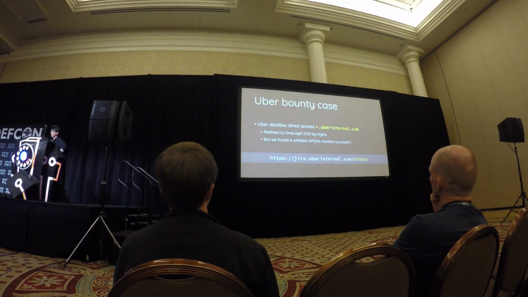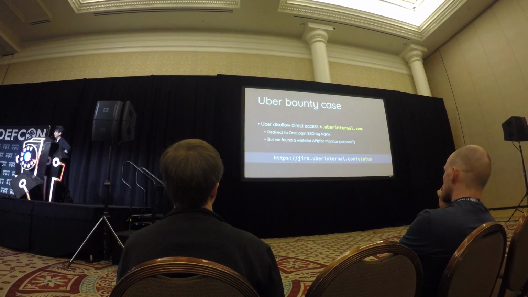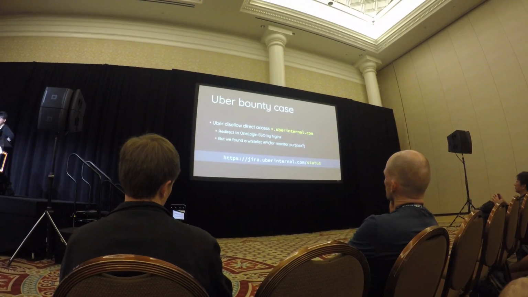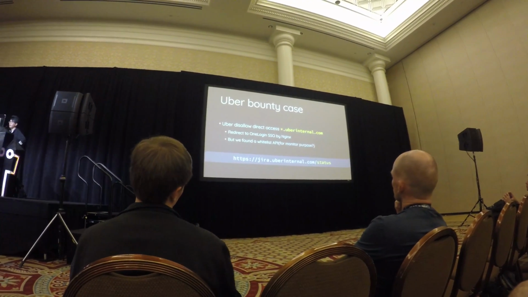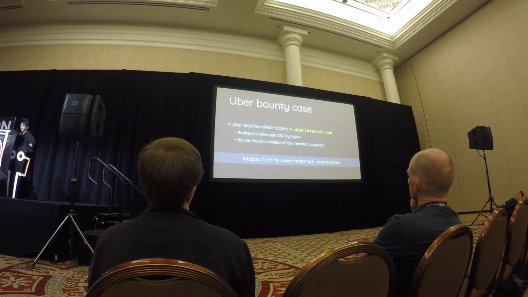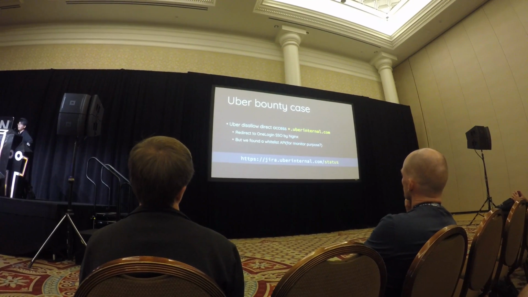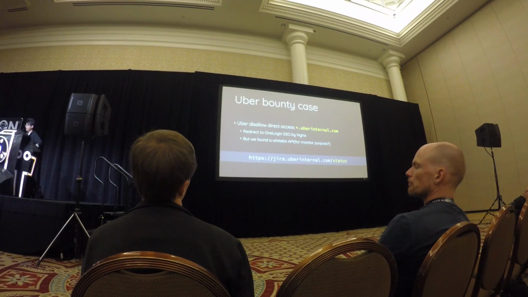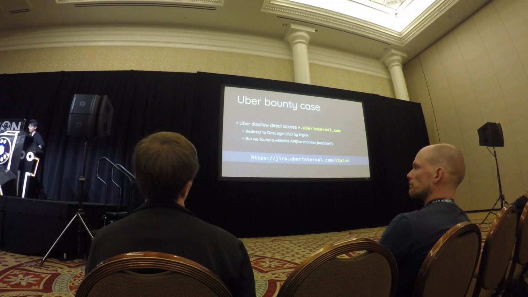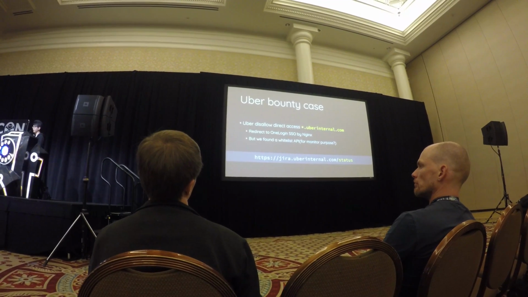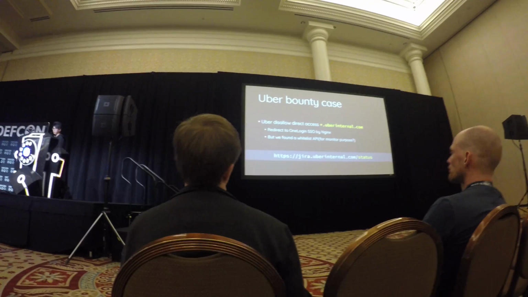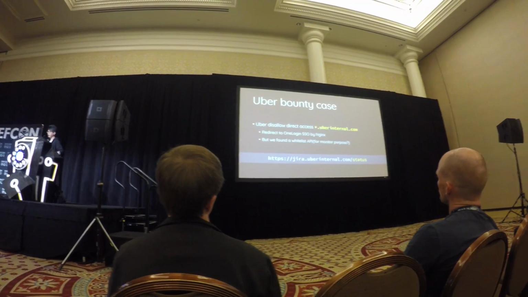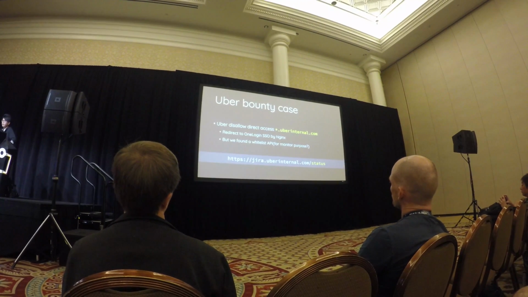Okay, now that we know the theory, let's see real-world cases. The first case is Uber. Uber disallows direct access to the domain uberinternal.com. From the name, we know this is a domain for internal purposes. Once we access it, it redirects us to a single sign-on login service, and this redirection was done by Nginx. We find the domain jira.uberinternal.com, and we also know that Jira is a Java-based application.